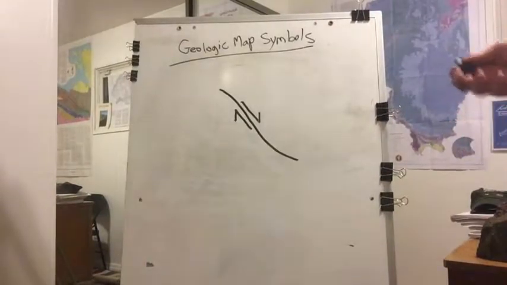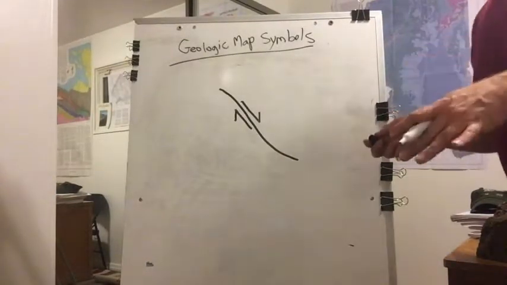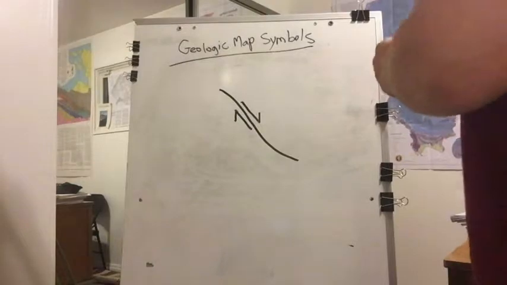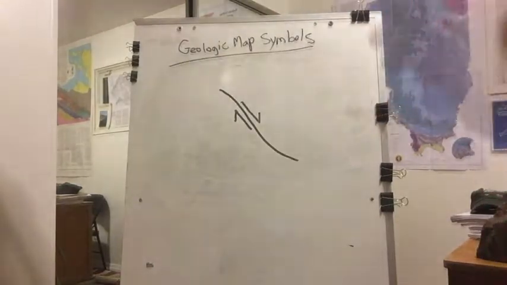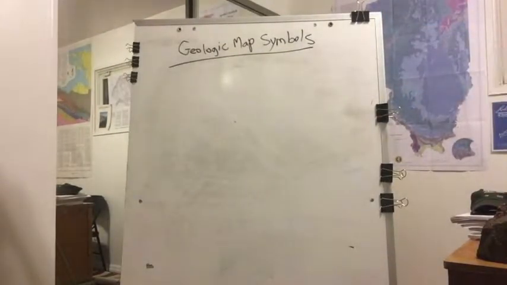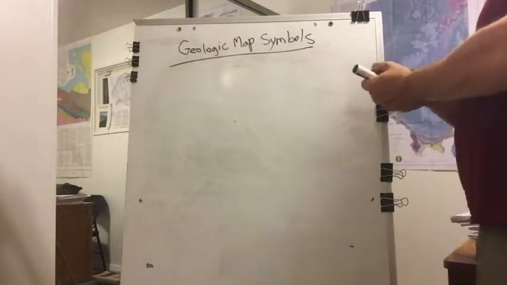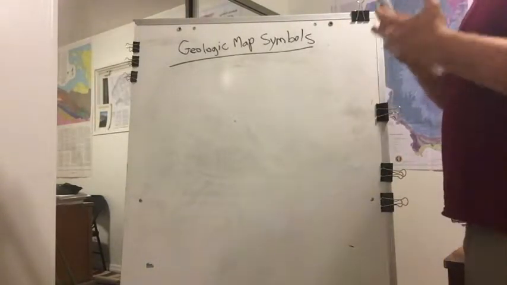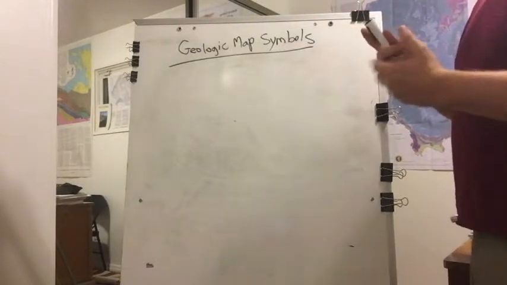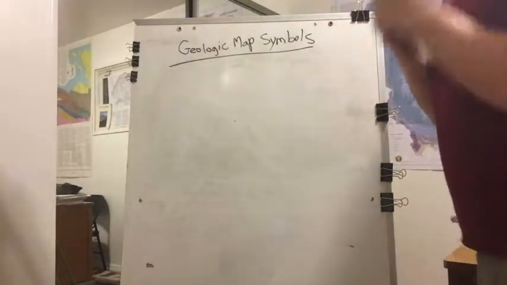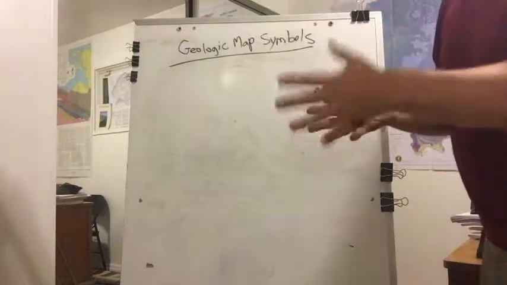We have right lateral, left lateral strike slip faults. Not going to get into that right now. But that's what the symbol looks like. Closely related to faults, we have shear zones. Shear zones are areas where the fault occurred. Faults happen during brittle deformation. The rock breaks instead of bends.